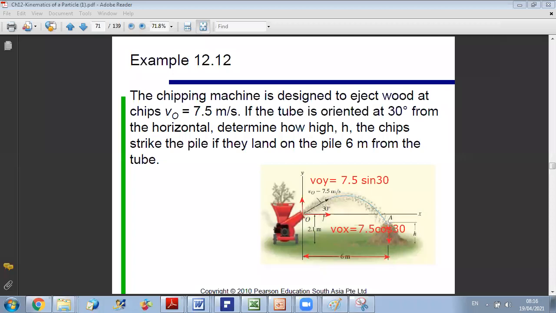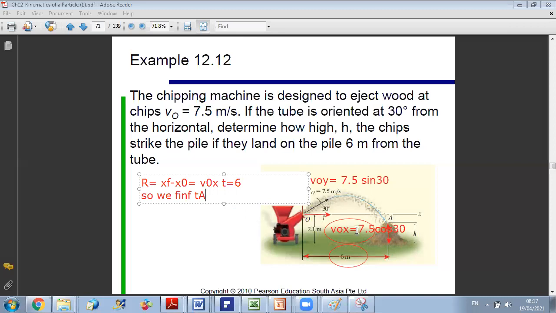So now, in this problem, I will always start from what I know. So I know the range. This will allow me to calculate the time needed to reach A, because I know the range and I know V0x. And I know that the range, which is x final minus x0, is simply V0x times t. So since V0x is known, 7.5 cosine 30, and the range is equal to 6, I can find t. So we find t at point A. This is the first step.